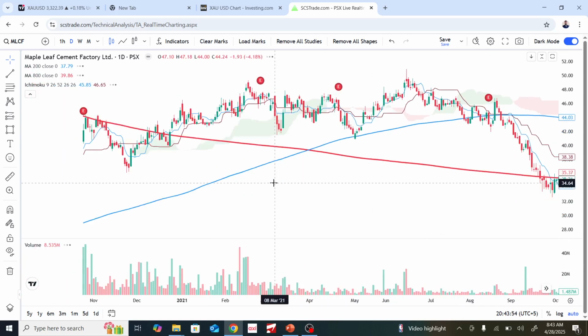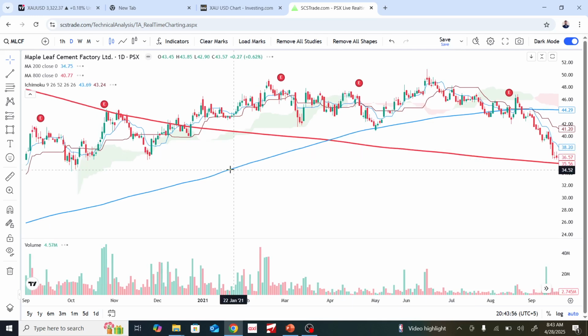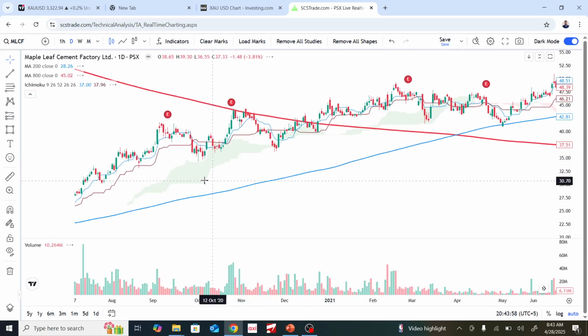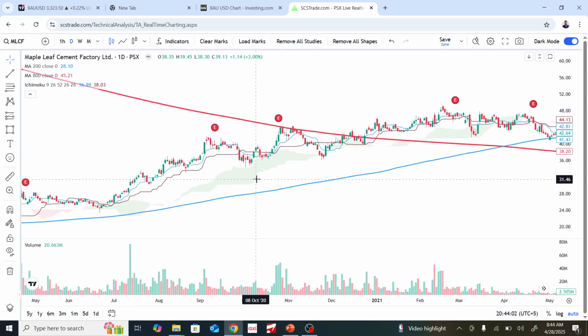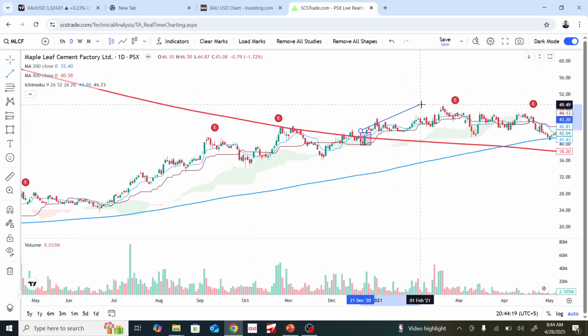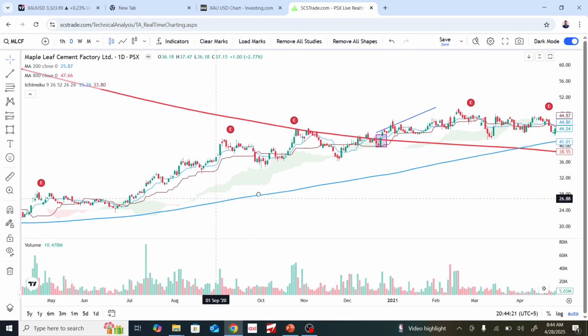Wait a second, any setup. Now look at that. The market is going above the 800 moving average, the 200 moving average is below that, and the cloud is also below that. This is a buy setup. So you got the 1:2 easily. If you bought there, you got 1:2.